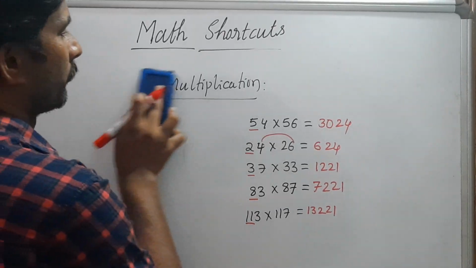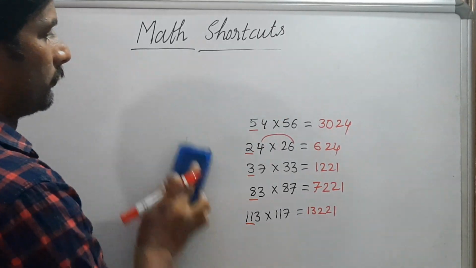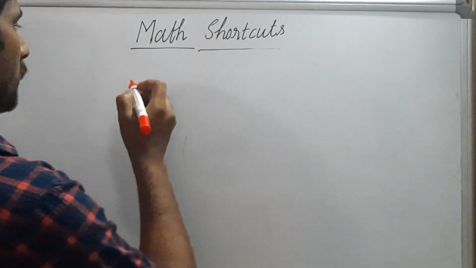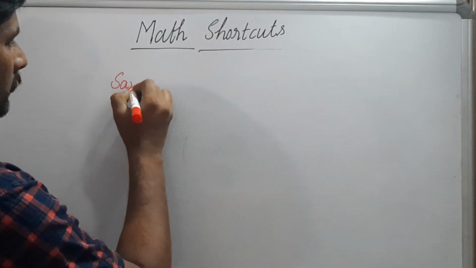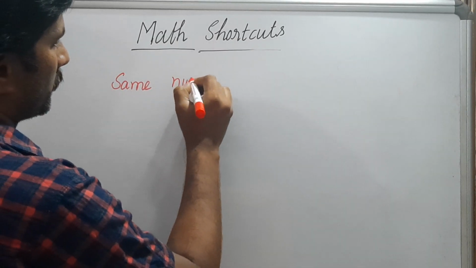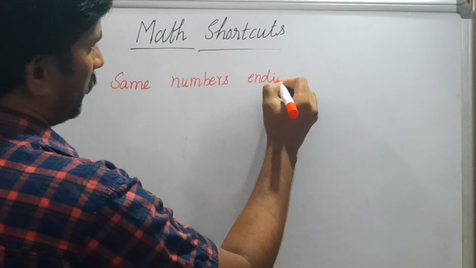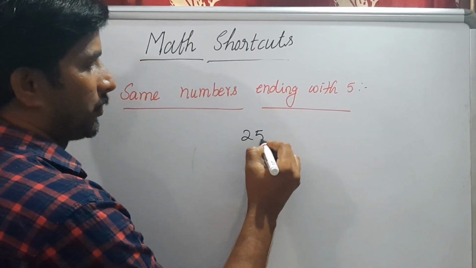Next, the product of two numbers ending with 5. Same numbers ending with 5. 25 into 25.